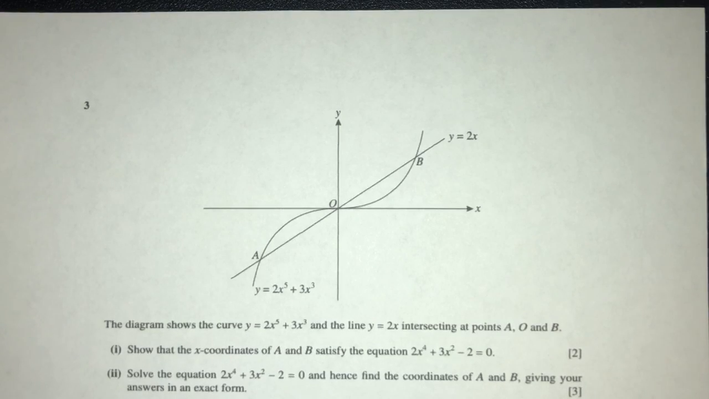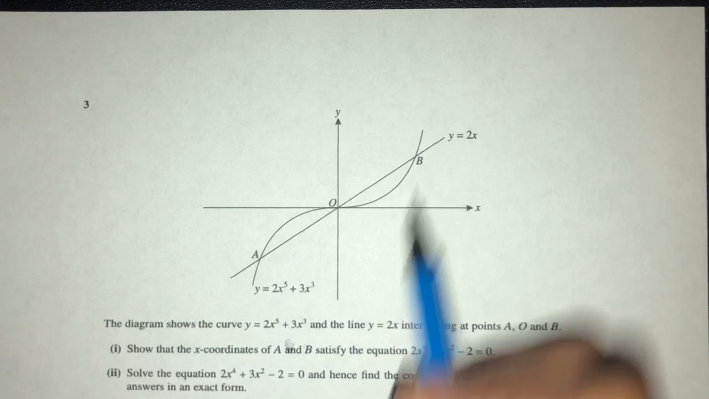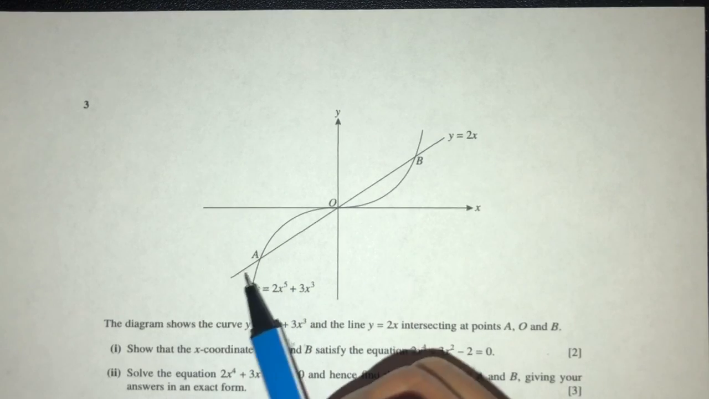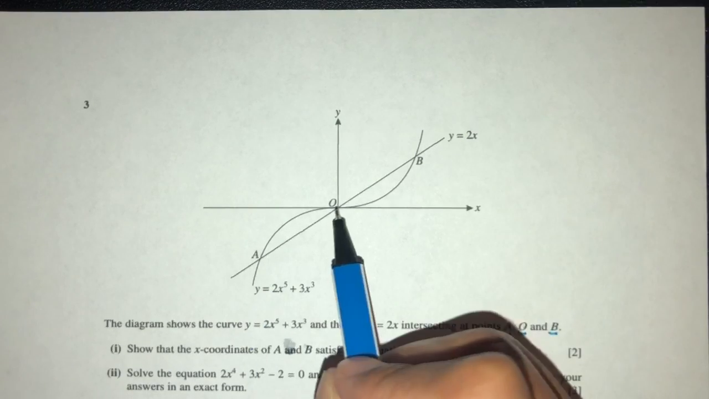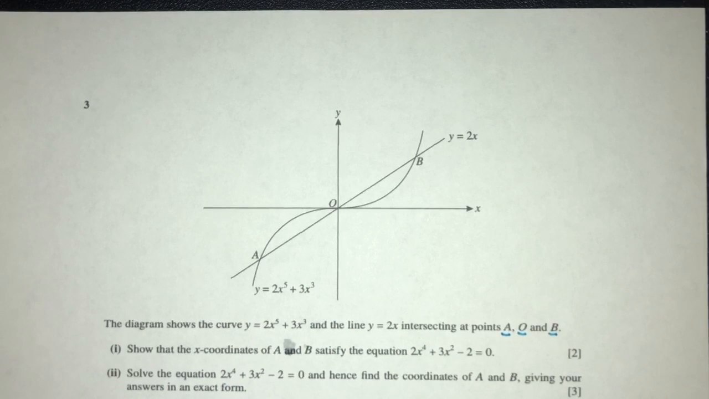The diagram shows a curve y equal to 2x power 5 plus 3x cubed. This is my curve. And also we have a straight line y equal to 2x right here, intersecting the curve at points A, O, and B. So these are the points of intersection.